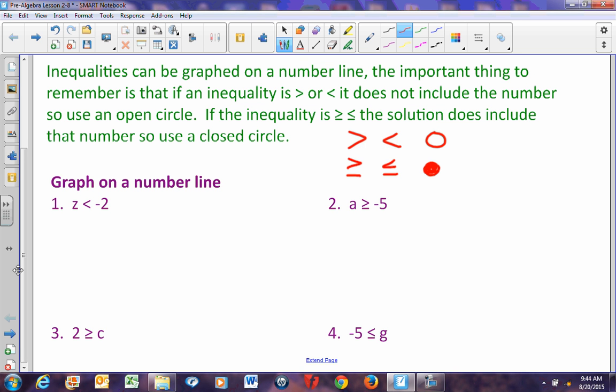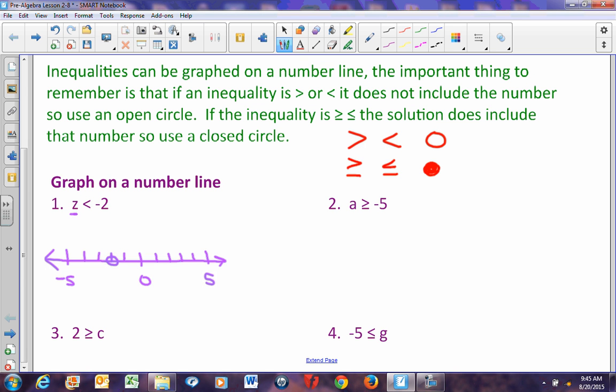For example, I'm going to graph on a number line z is less than -2. First thing I have to do, I have to draw a number line. So I'm going to draw a number line. 1, 2, 3, 4, 5. 1, 2, 3, 4, -5. There we go, simple number line. It is less than -2, which means it does not include -2 as a solution. So I'll go to where -2 is, and I will make an open circle. I will not fill it in because -2 is not part of the solution. It's less than -2. So it's like -2.001, -2.1, -2.4, -3, -8. Anything that's less than -2, but it cannot equal -2.